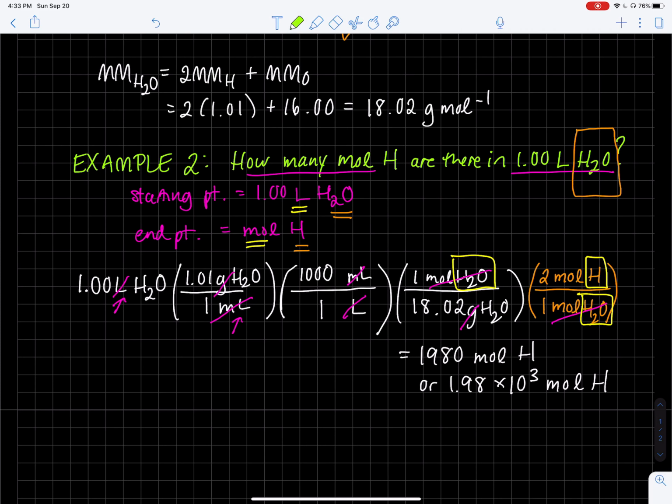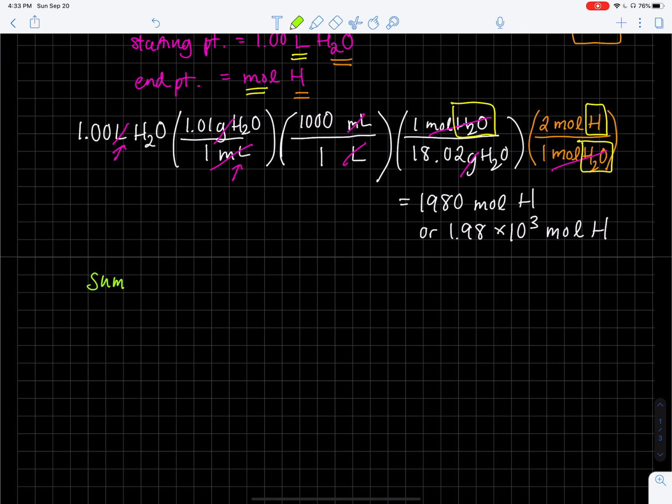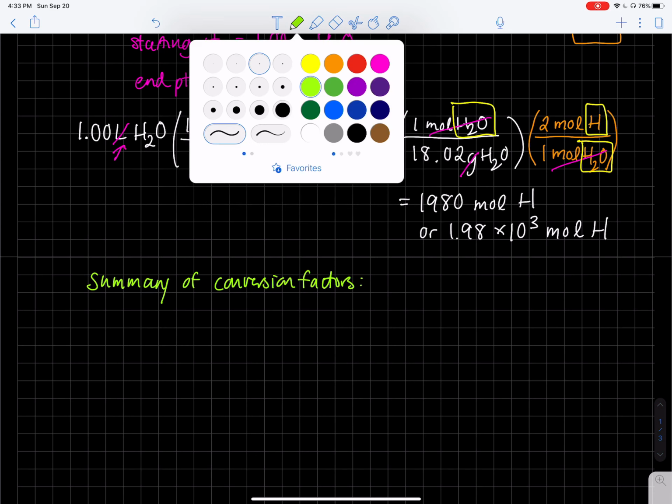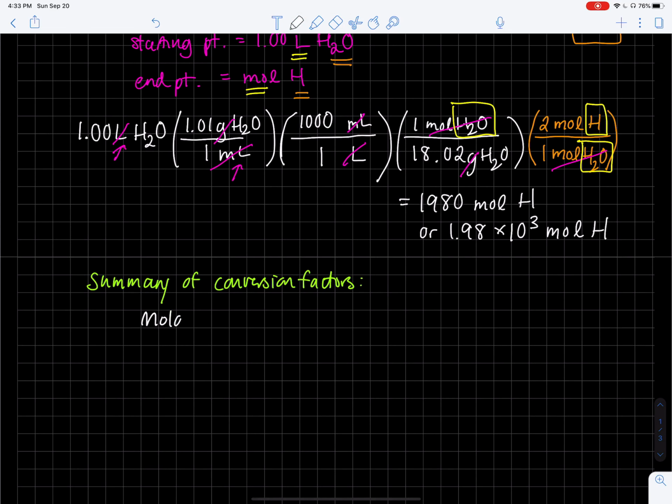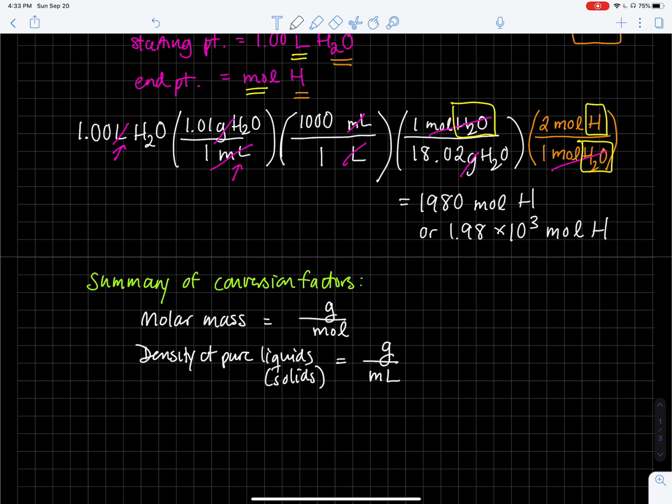I think it's helpful right here to end with a little summary of conversion factors. And you might make a little study guide for yourself and keep adding to this as we go. So conversion factors that we have used: molar mass, right? It's grams over mole of a substance. We have used the density of pure liquids. You can do the density also of pure solids. And we've used it in units of grams per milliliter. You'll find it sometimes has other units of volume besides milliliters.